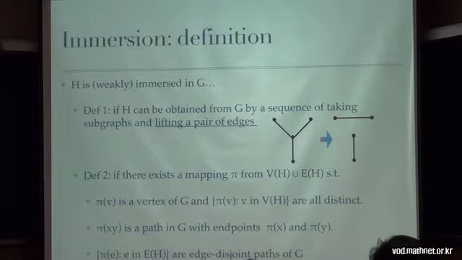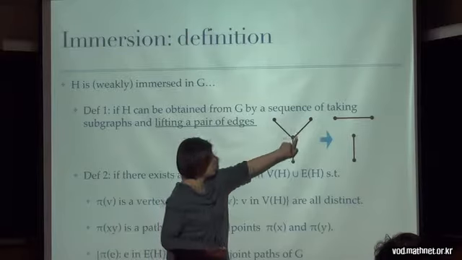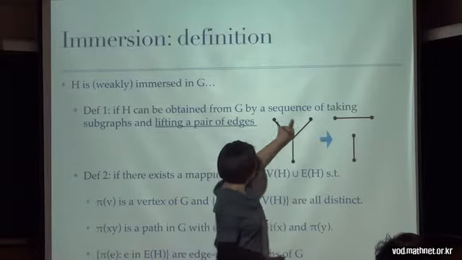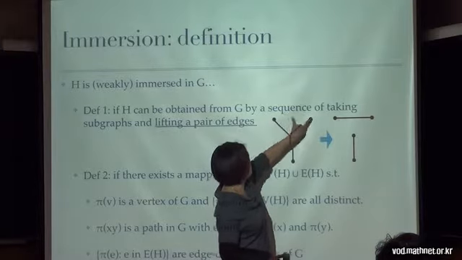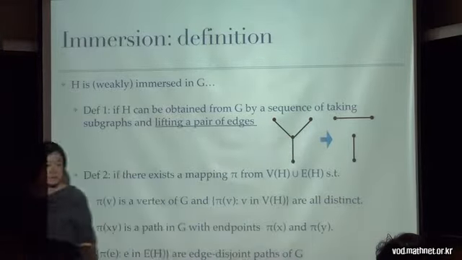So you know vertex deletion and edge deletion. And what is lifting of a pair of edges? When there is a pair of edges which share one common endpoint, we delete these two edges and connect these distinct endpoints by an edge. This is what is called lifting.